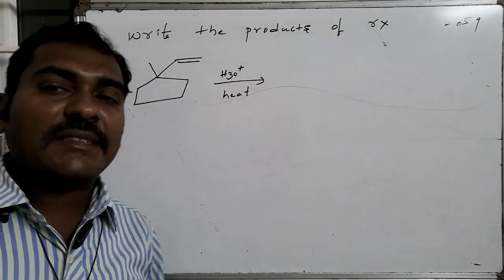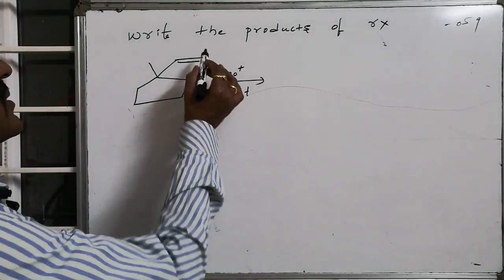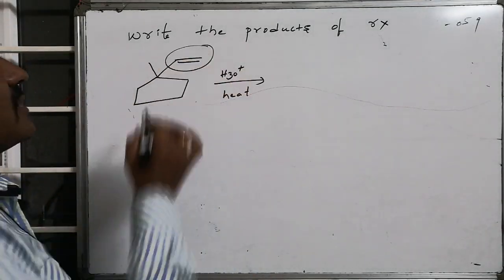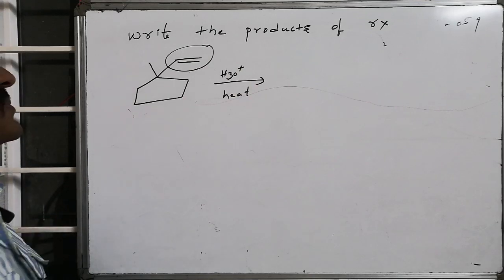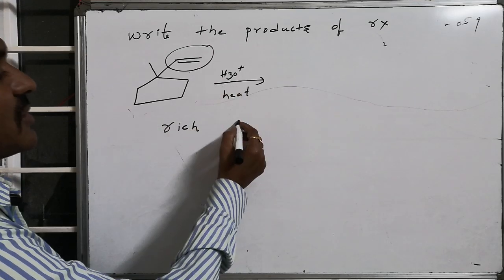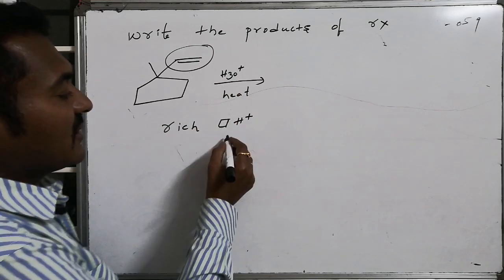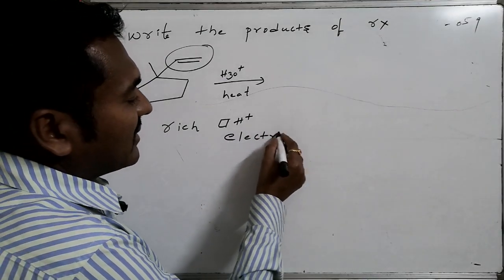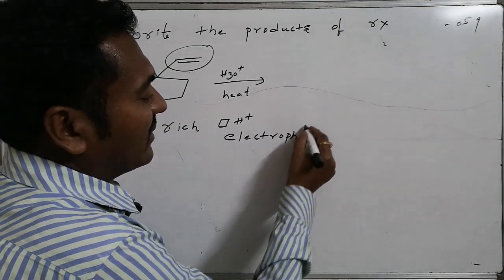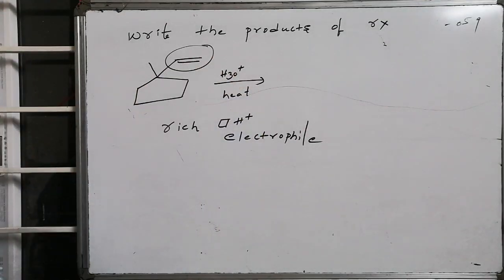From the early discussions of whatever examples we made, we discuss in the same manner. This particular part of the starting material is electron rich, so the double bond is electron rich, whereas our H3O+ has H+, which is electron deficient. This H+ is acting as an electrophile. An electrophile requires electrons, hence the electrophile initiates the reaction.